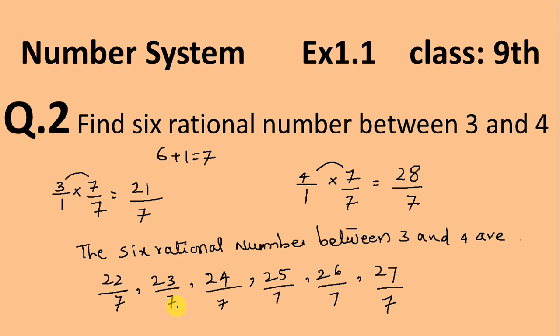Count it: 1, 2, 3, 4, 5, 6. These 6 numbers are rational numbers between 3 and 4.